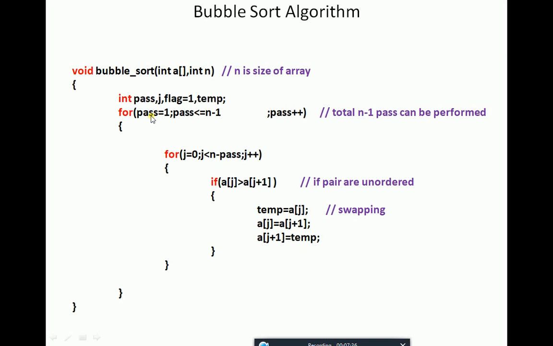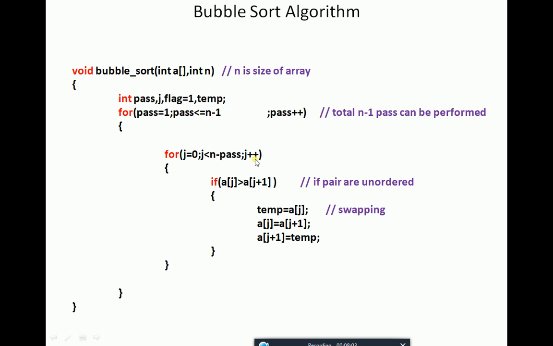So we need to perform a total of n minus 1 passes if the number of elements is n. So we have started pass equal to 1, going less than or equal to n minus 1, and pass plus plus. Because the array index starts from 0 in the C language, that's why we have started the inner loop with index 0 for the j variable, and it is going to the end of the array.